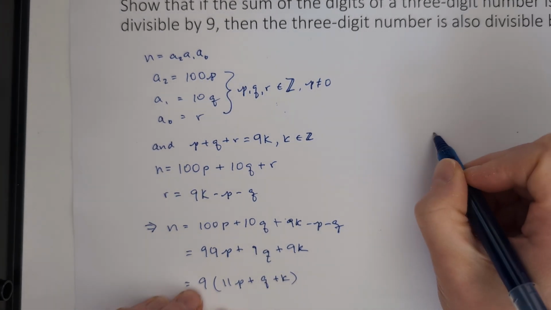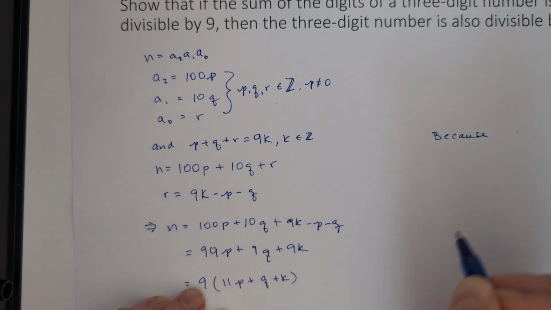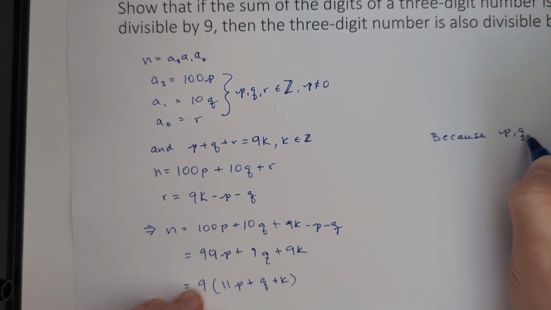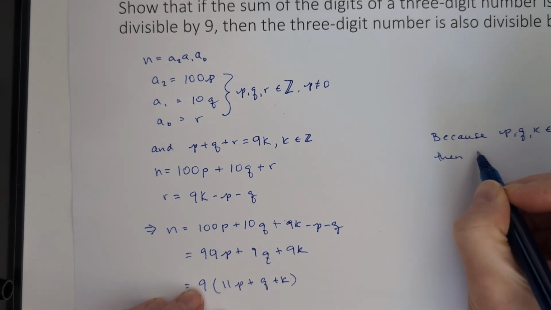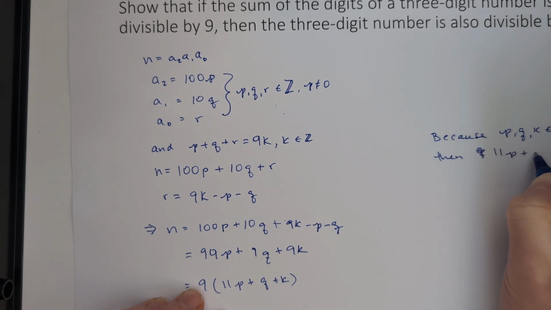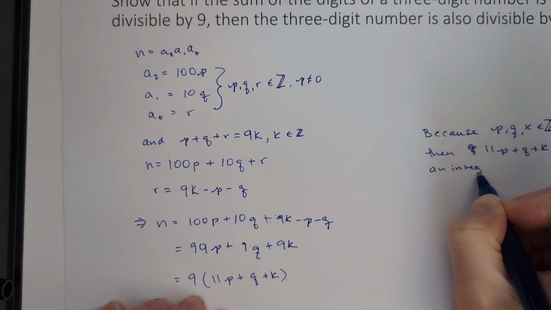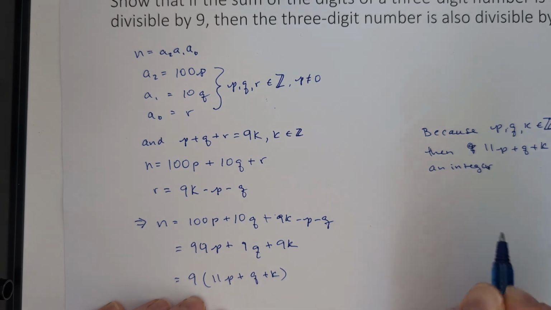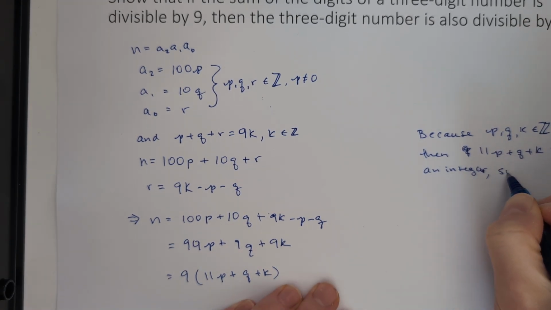But because we have said that P, Q, and k are all integers, they're all elements of the integers, then I can do the next thing. So 11P plus Q plus k is also an element of the integers, is an integer. They're not going to be too picky about what this looks like in terms of formality.